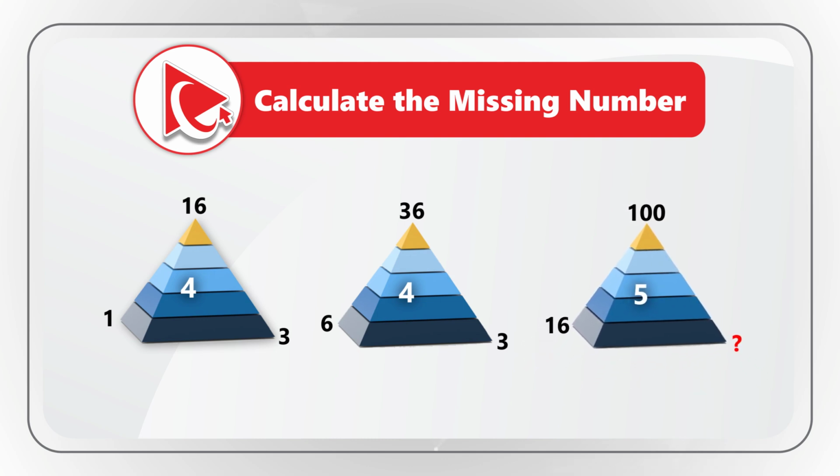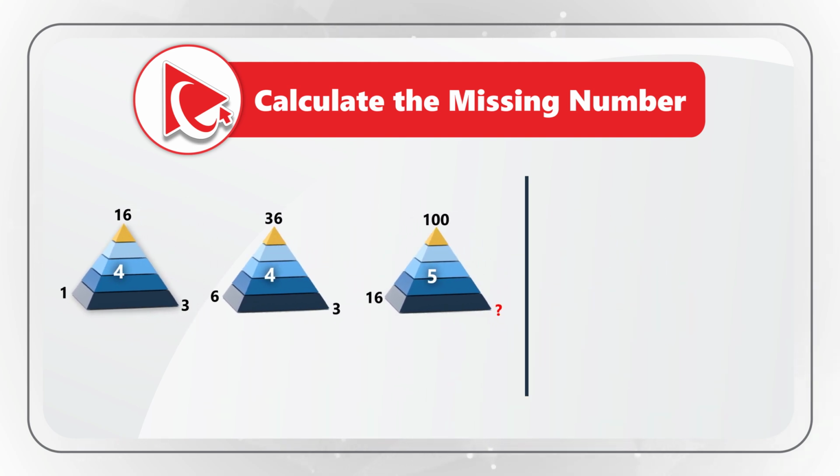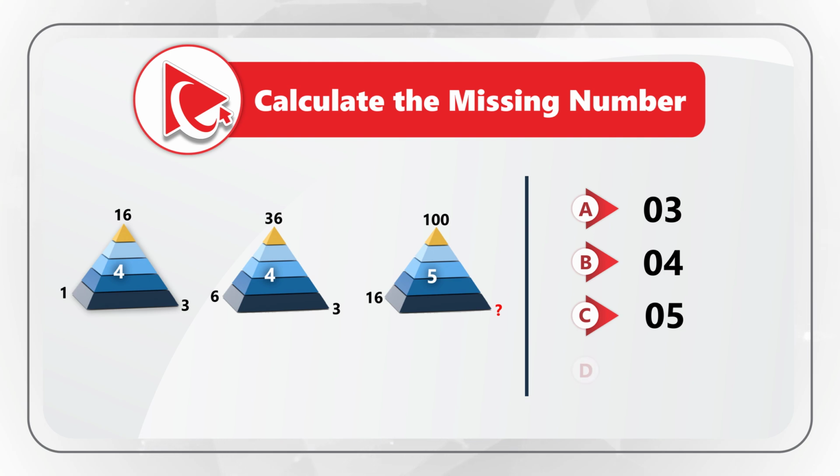You need to select the missing number out of 4 different choices. Choice A, 3. Choice B, 4. Choice C, 5. And then choice D, 6. Give yourself a little bit of time. I would give yourself 15 to 20 seconds to determine the correct solution.